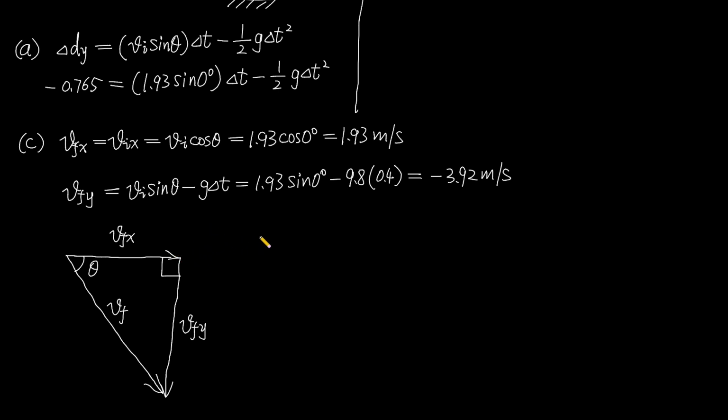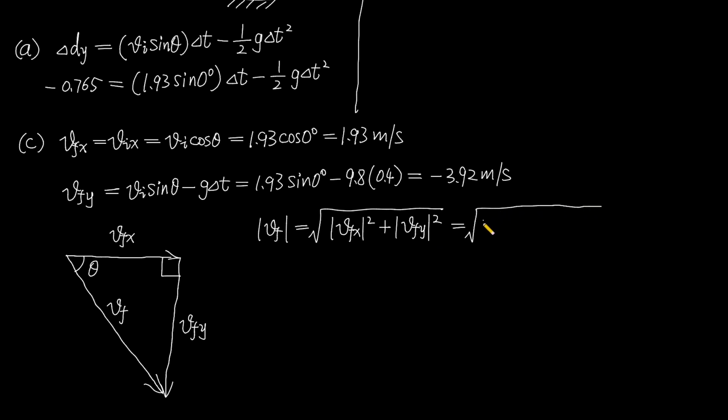So from this triangle, we can get that the magnitude of the final velocity equals the square root of the magnitude of the final horizontal velocity squared plus the magnitude of the final vertical velocity squared, and this equals the square root of 1.93 squared plus 3.92 squared, and this equals 4.37 meters per second.